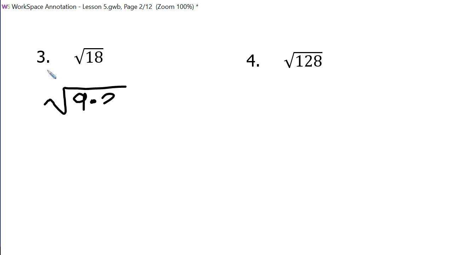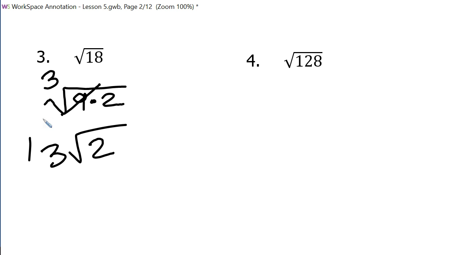And when I take the square root of 9, so mark out the 9, what's the square root of 9? 3. So 3 comes out. And what stays on the inside? 2. So the answer is 3 square root of 2.